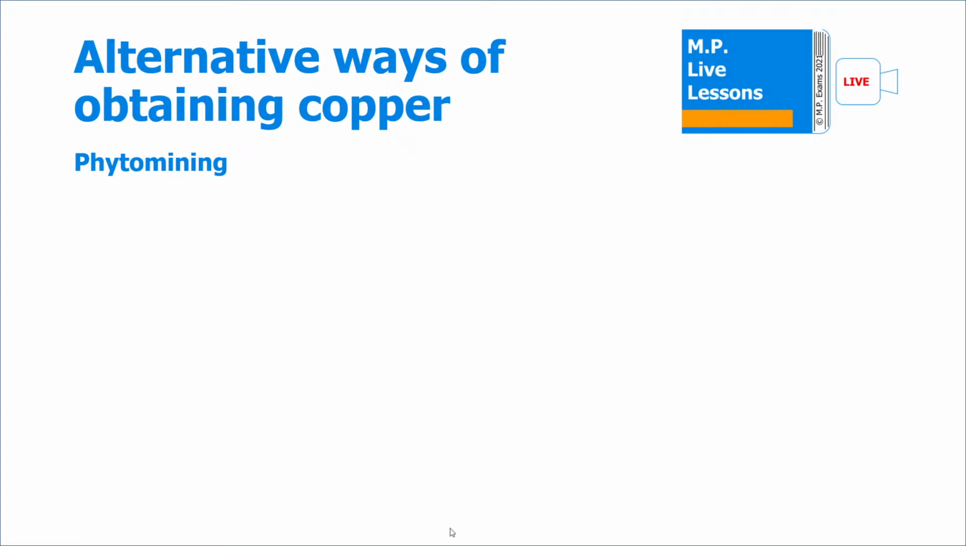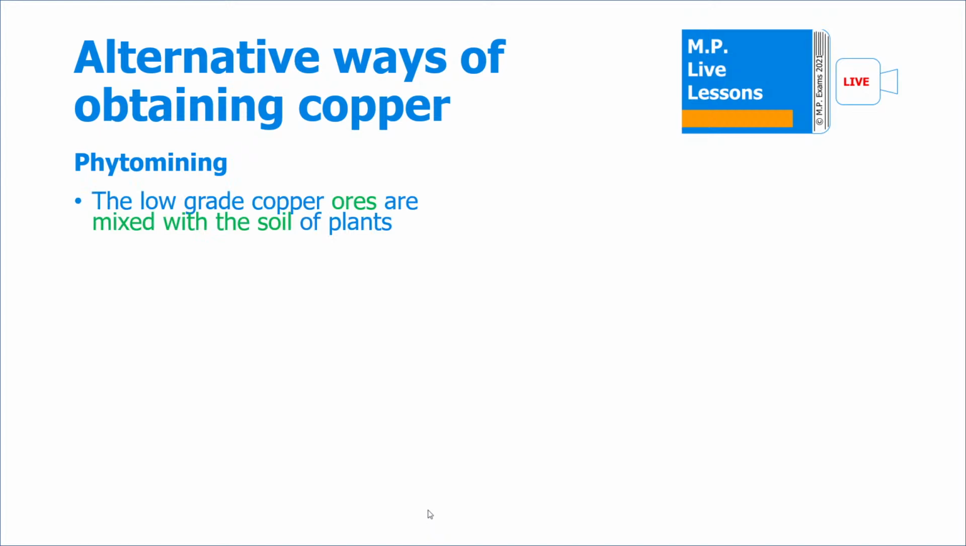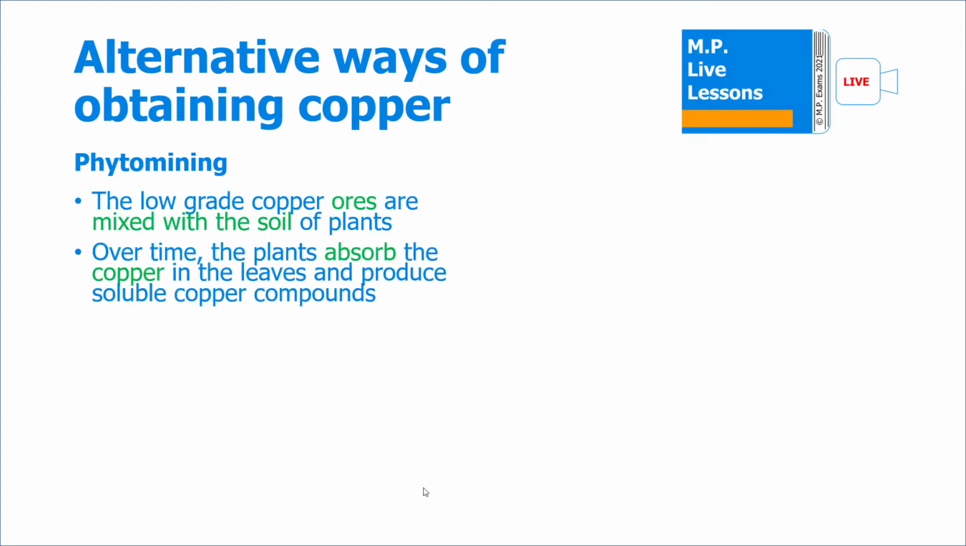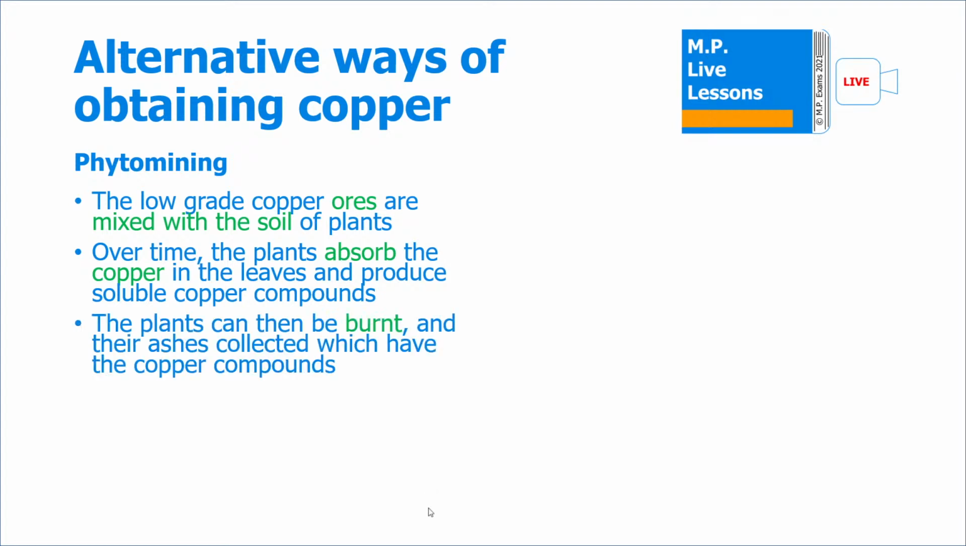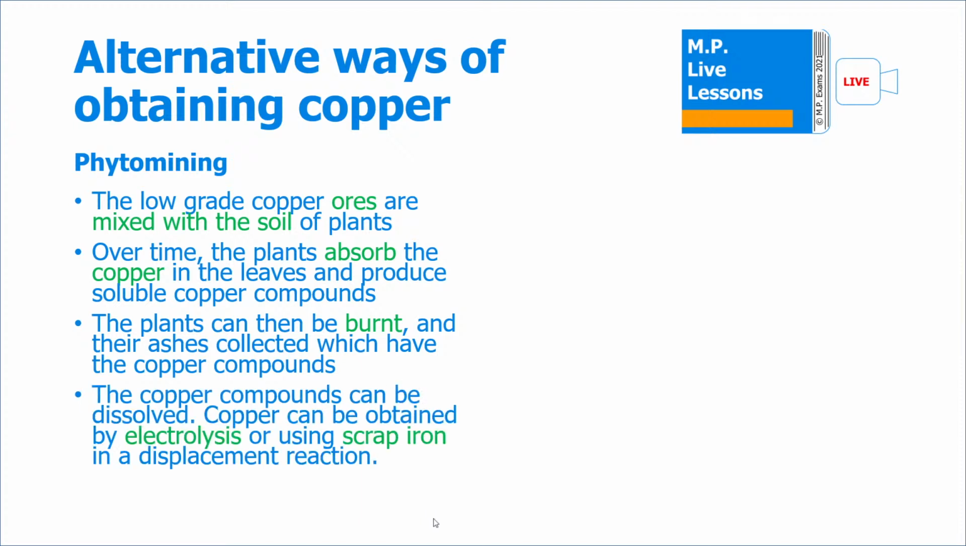So this is where the low-grade copper ores are mixed with the soil of plants. Now over time the plants will absorb the copper in the leaves and then produce soluble copper compounds. After some time the plants can then be burnt and then have their ashes collected. That will contain copper compounds. Then these copper compounds can be dissolved in water, and then we can use electrolysis to obtain the copper, or use scrap iron in a displacement reaction that just leaves the copper on its own.